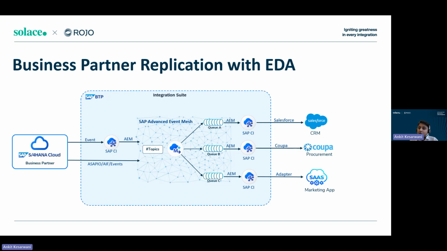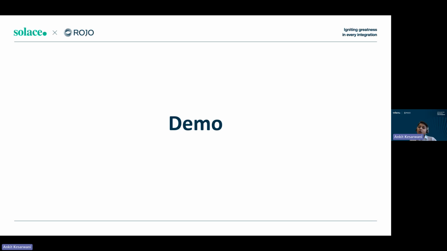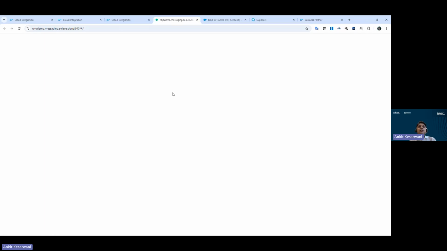Let's have a look at this setup in the actual system. We will also create a positive scenario where we create something in S4HANA Cloud and see it getting replicated to all these three systems. We will also try to create a negative scenario and see how the EDA architecture helps us in handling that error. So, moving to the system. It's logged out, let me quickly log in.